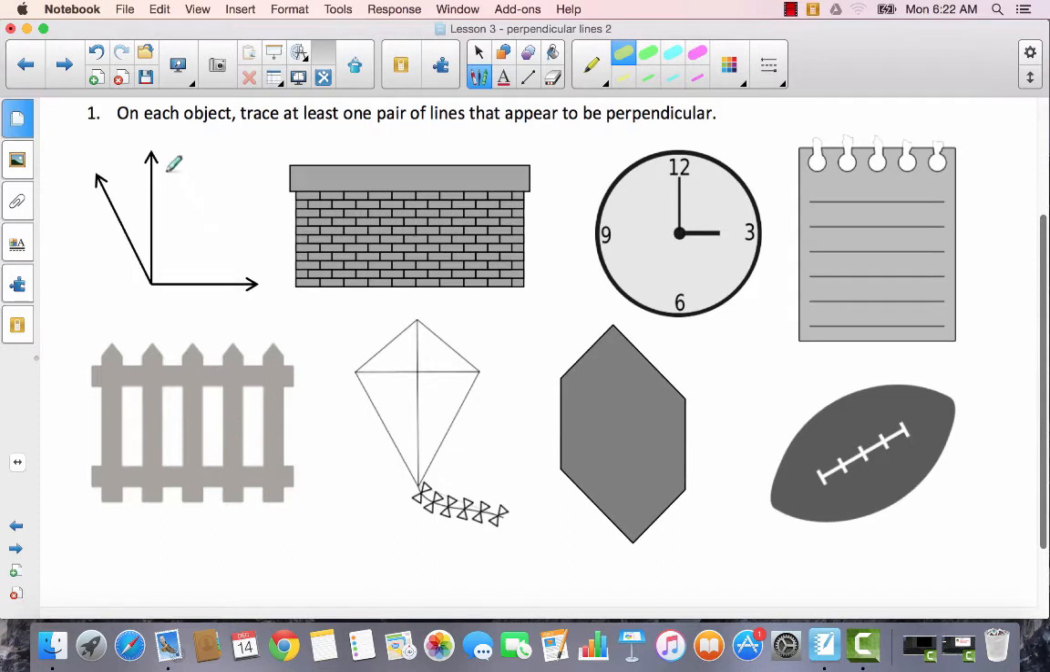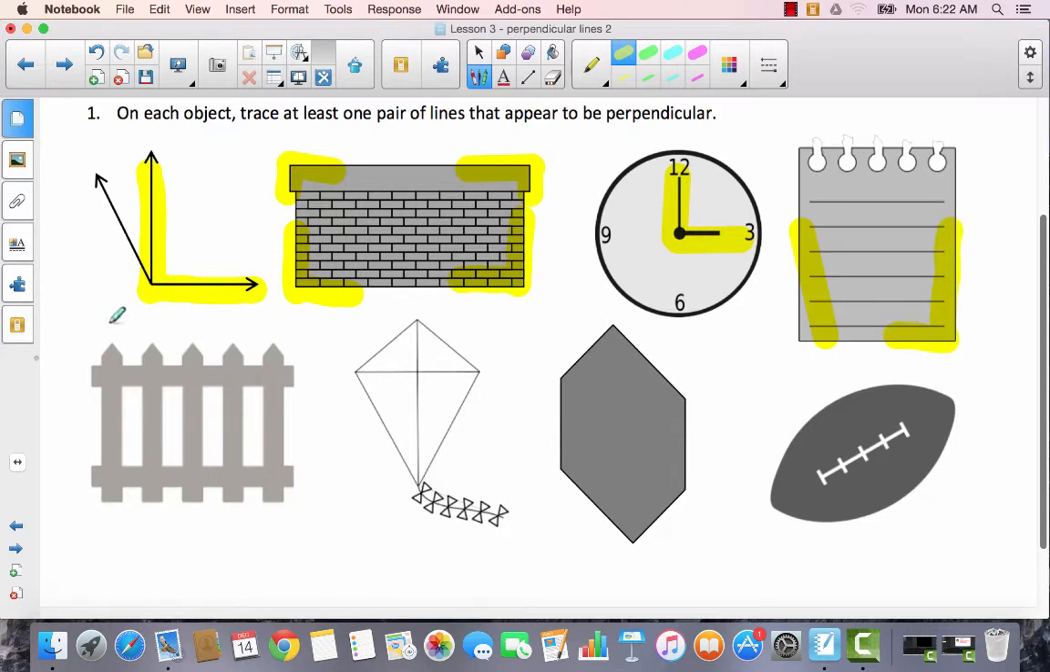All right, so on this first set, the only perpendicular lines that I see are right here. But when I look at this brick wall, there are all kinds of perpendicular lines. It'd be really hard for me to identify all of them that you possibly could have traced, but obviously the corners make perpendicular lines. And if you had a really tiny pencil or something, you could say that all of these bricks create perpendicular lines. On the clock, the only perpendicular lines I see are where the two hands meet. On this piece of paper, all of the corners make right angles.